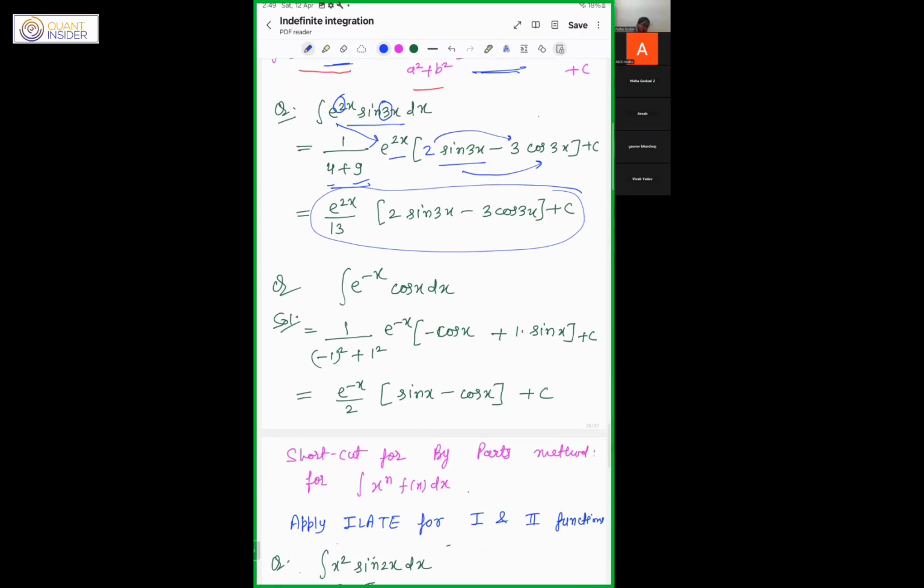In the next one, you have e to the power minus x cos x. Here a is minus 1, b is 1. So e to the power minus x as it is, and a square plus b square is what? Minus 1 square plus 1 square, which is 2. Then a is minus 1, so minus cos x. Then for cos function, you have plus in the middle. Then this minus 1 is replaced with plus 1. Cos is replaced with sine function. So in this way, you can do.